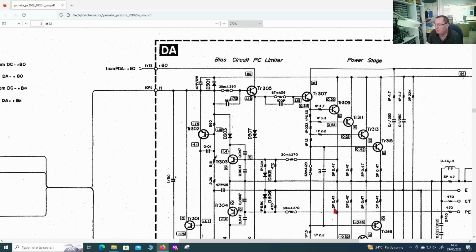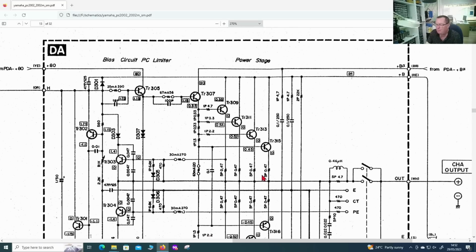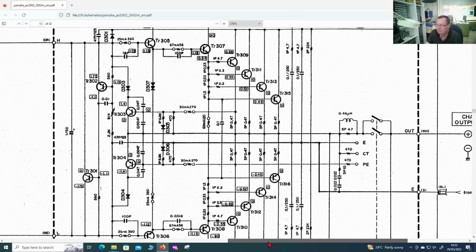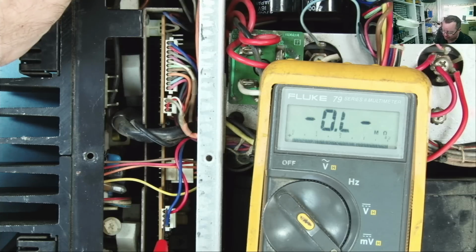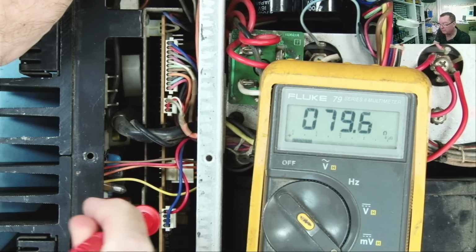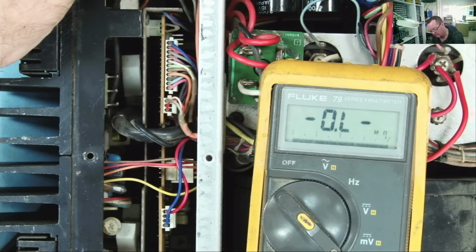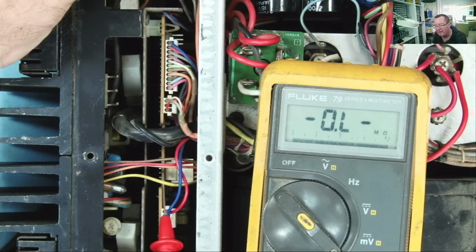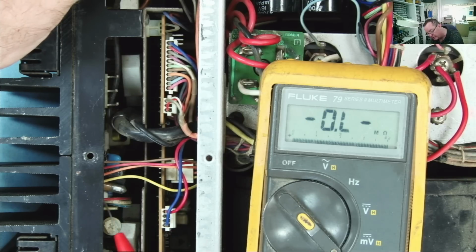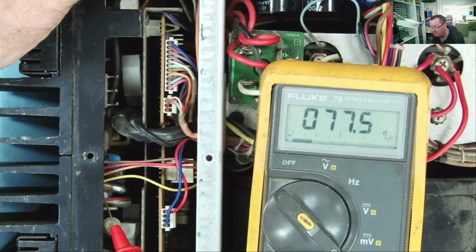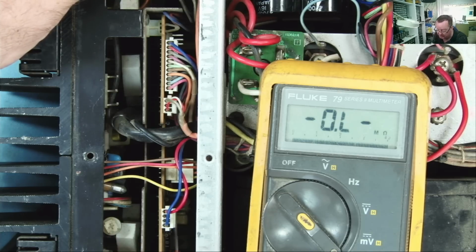Okay, so let's figure out where these red and yellow wires go, and let's see if we can figure out a bit more where our problem is. So here's our red wire, 79 ohms. Yeah, it wasn't 75. That looks like the yellow wire coming off this connector, and that goes to here, so it should still be here. 77 ohms. This is lower than that.